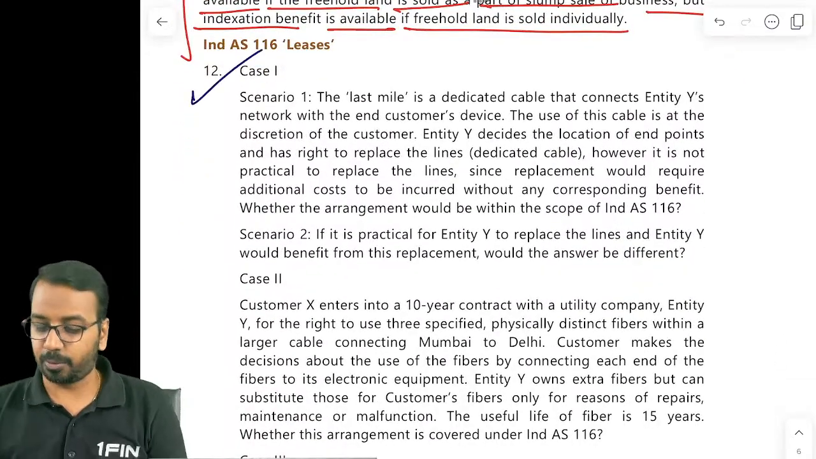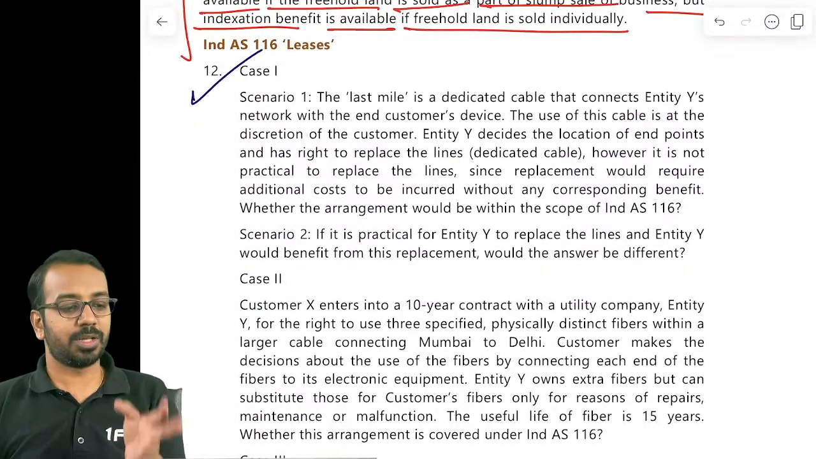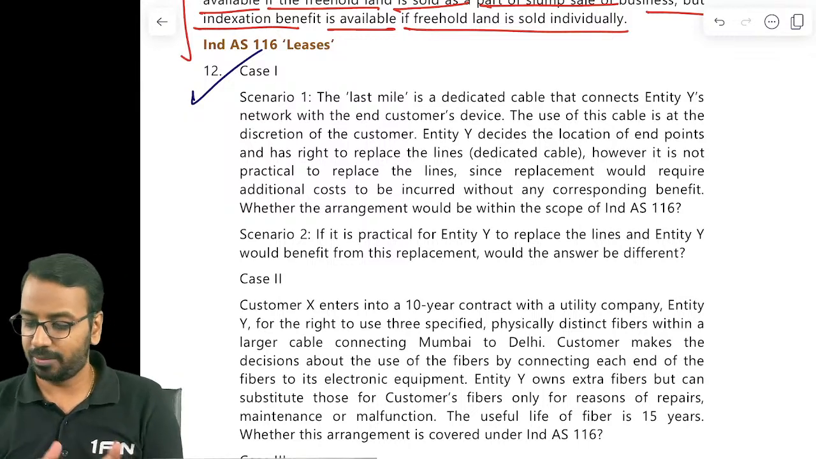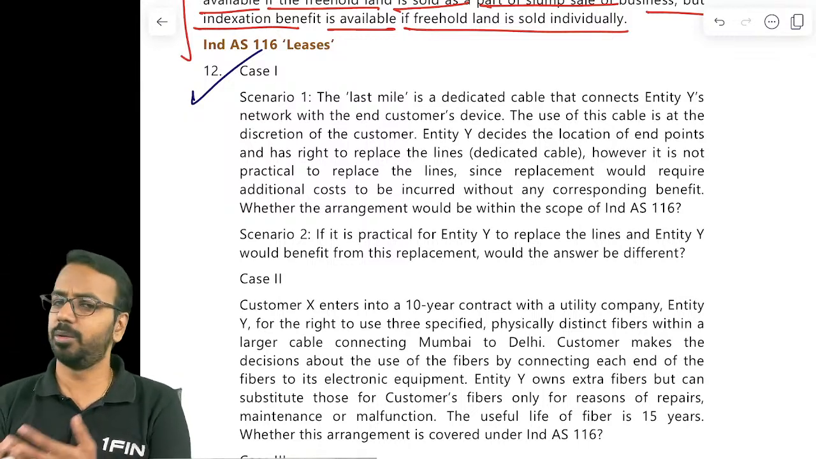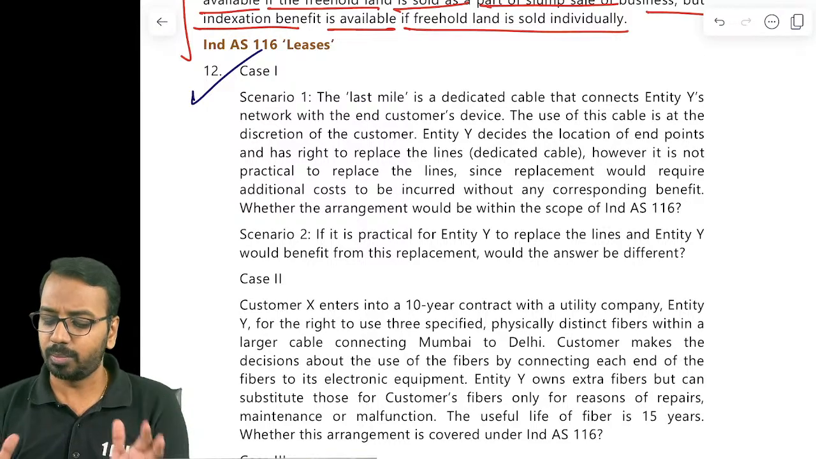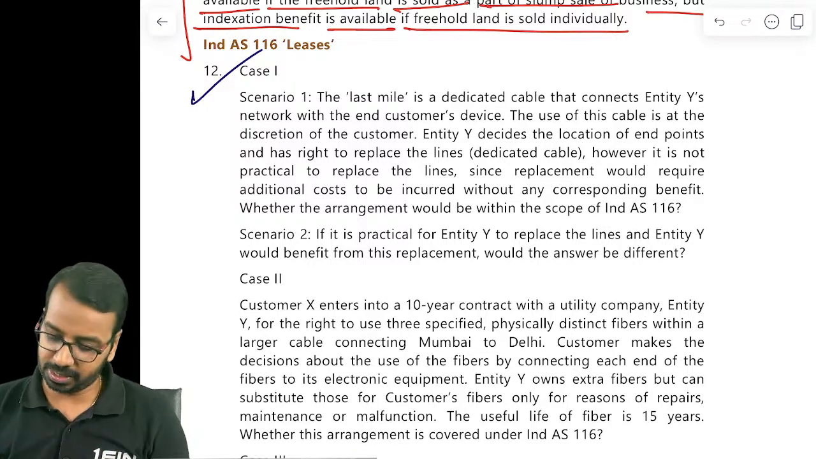Then these lease-related questions are similar questions based on concepts that we have discussed. So you can have a look at the question and the answer. You'll be able to figure it out. There is nothing complicated or new that you'll be discussing here.